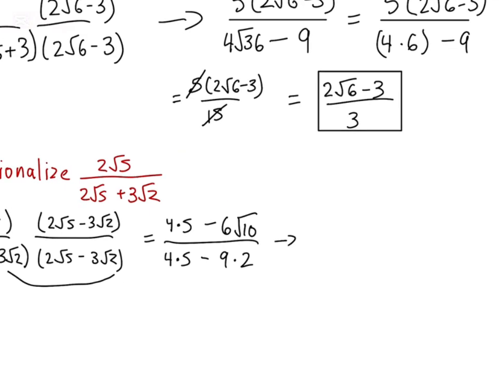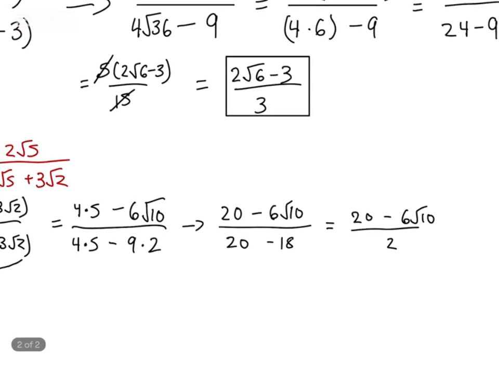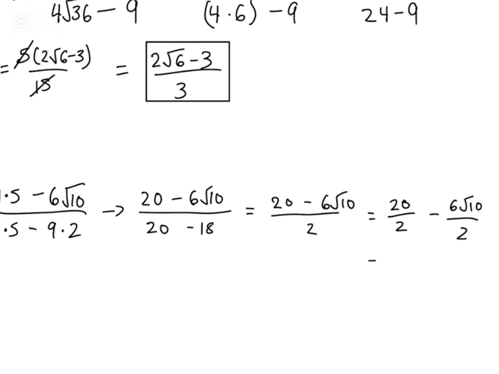Okay, so now we're going to simplify this even further. 20 minus 6 root 10 over 20 minus 18 equals 20 minus 6 root 10 over 2. So now we've got to rewrite this as partial fractions. So 20 over 2 minus 6 root 10 over 2. And then this finally will equal 10 minus, this 6 and 2 will cancel, to 3 root 10.